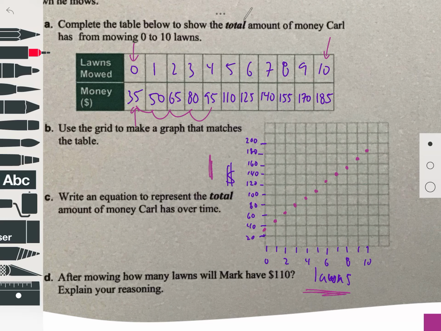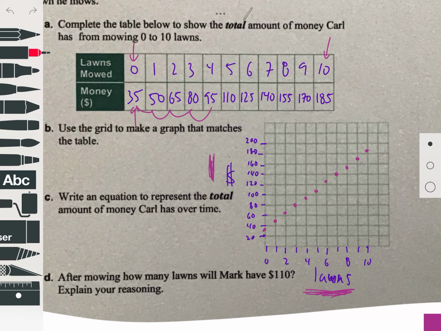I put lawns on the bottom, money on the side for my graph, because the amount of money I make depends on how many lawns I mow. Notice this guy right here at 0. Before I mow any lawns at all, it's $35. Okay, so 35 is right there.